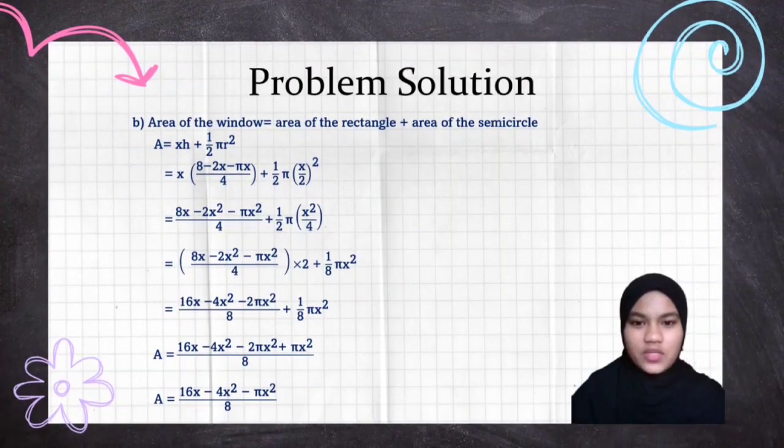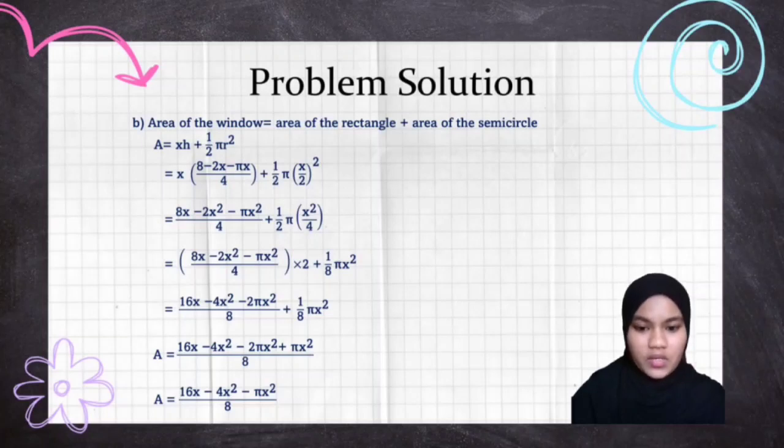First, let out the area of the rectangle and the semicircle. A equal to x multiplied by h plus 1 over 2 pi x over 2 squared. Then we expand the x over 2 squared. We got A equal to x multiplied by h plus 1 over 2 pi x squared over 4.